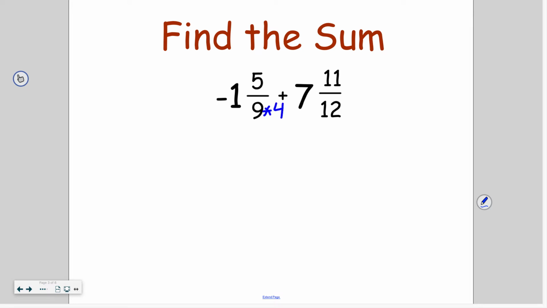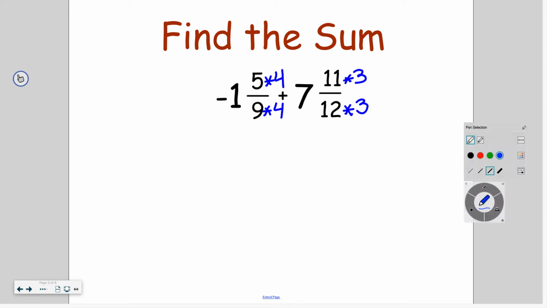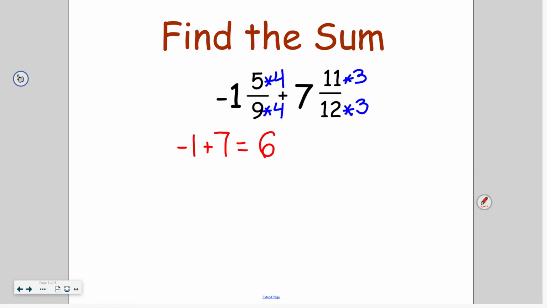So I'm going to start by multiplying the first fraction by 4, and I'm going to multiply that second fraction by 3 to get my common denominator. So we have our -1 plus 7 for the whole numbers, giving us a positive 6. Then we have our second part, so we've got 20 over 36. Since that was part of a negative number, that is a negative fraction. And then we have adding on 33 over 36 after our multiplication.